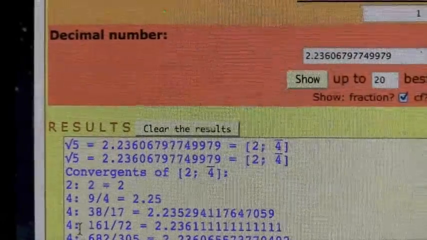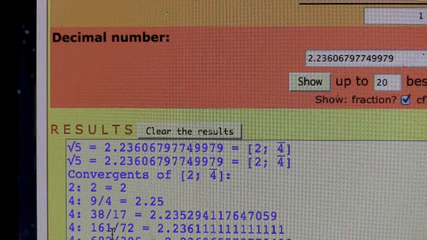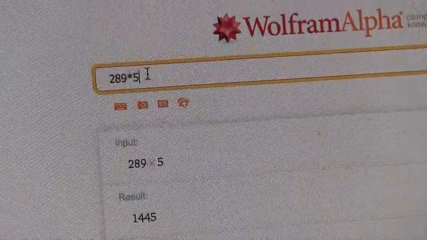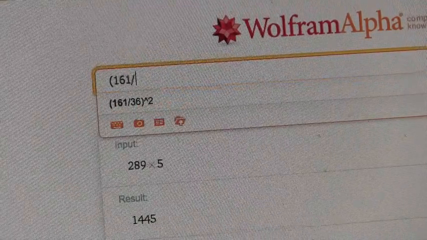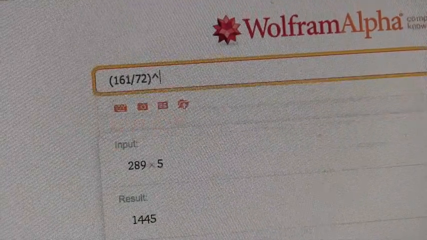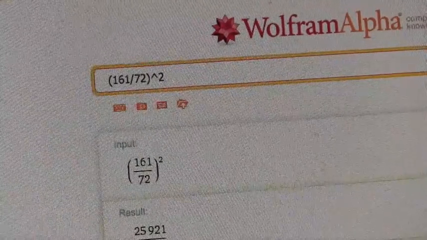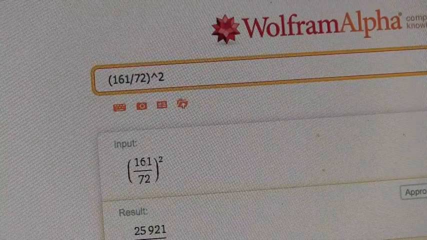161 over 72. I don't know any of those. Do you know 161 squared? No. Do you know 72 squared? All right, well, let's go back to Wolfram Alpha. 161 divided by 72, and we'll square that. We got 25,921 divided by 5184.